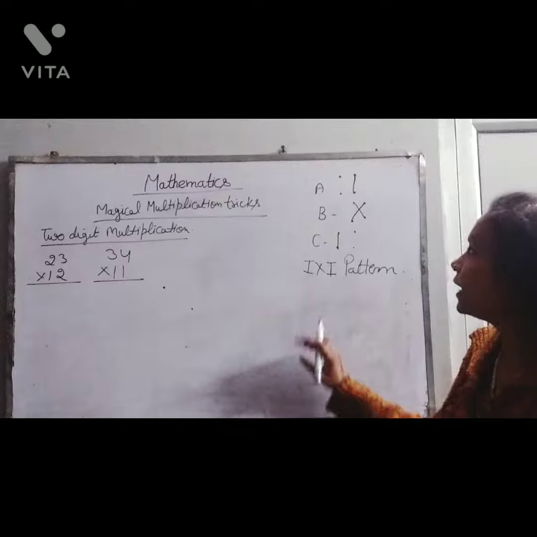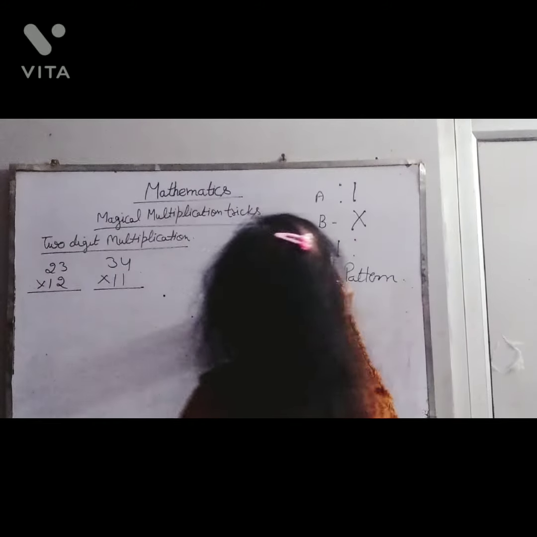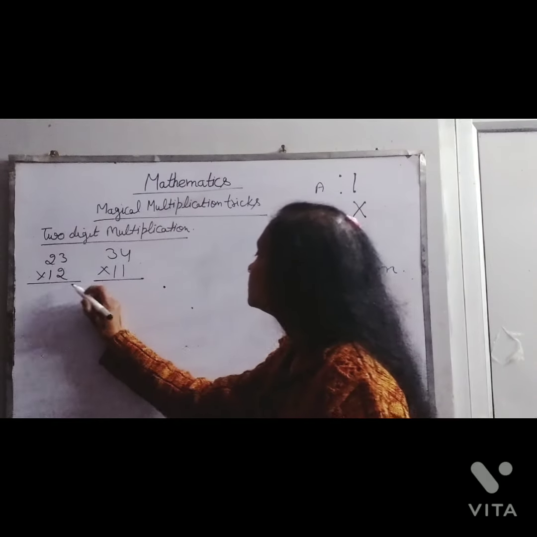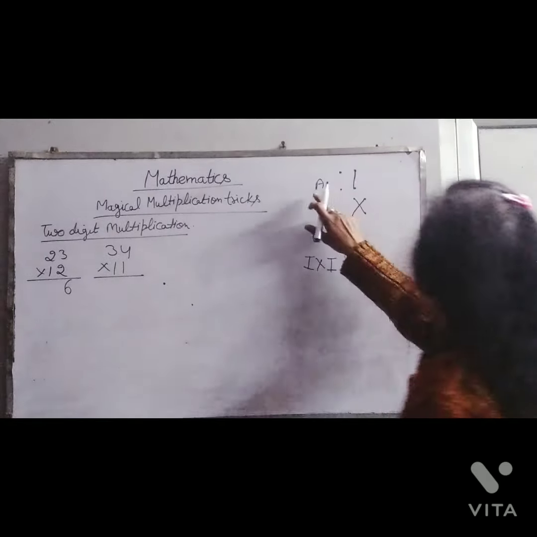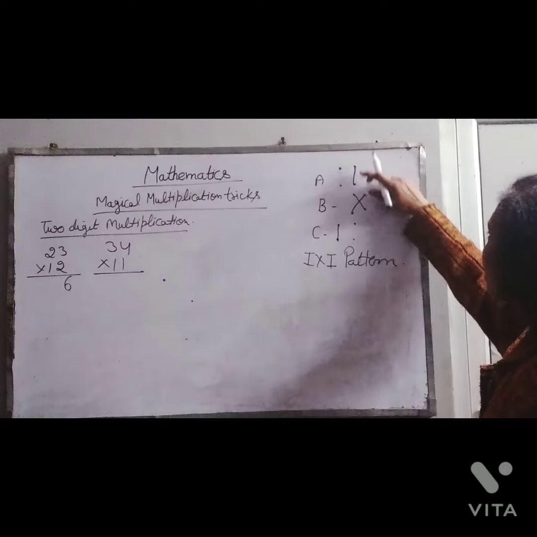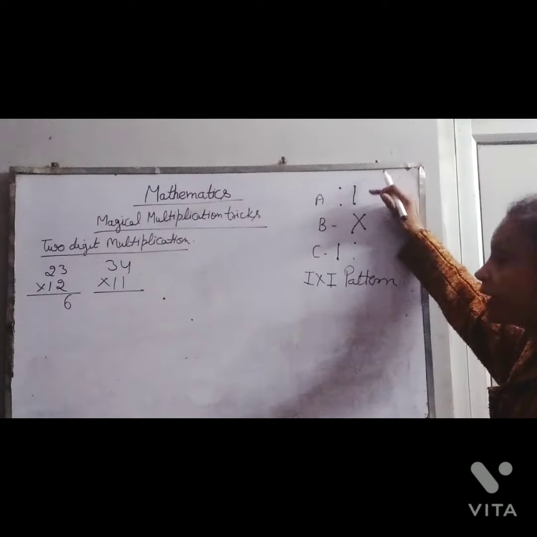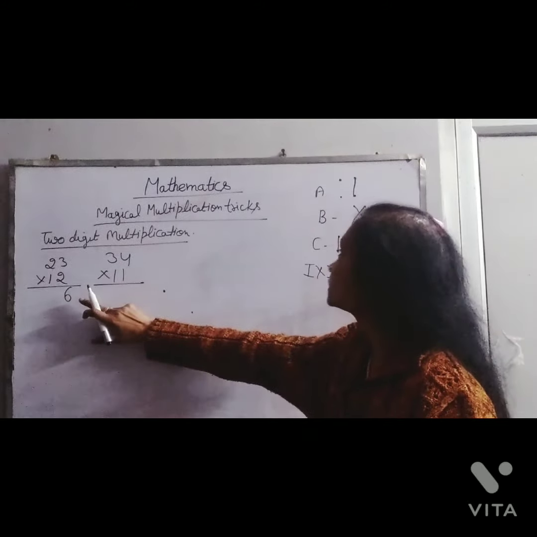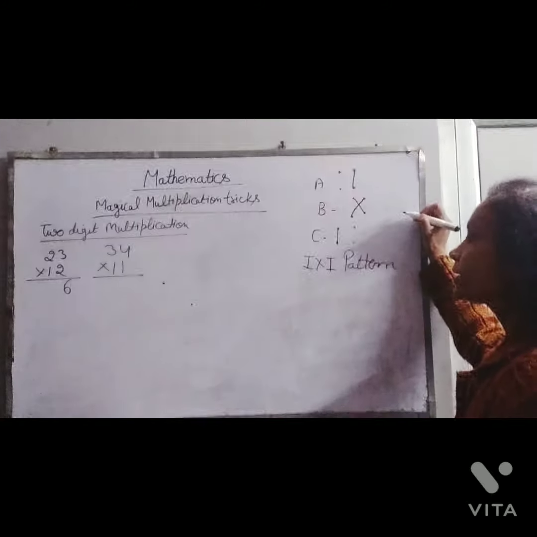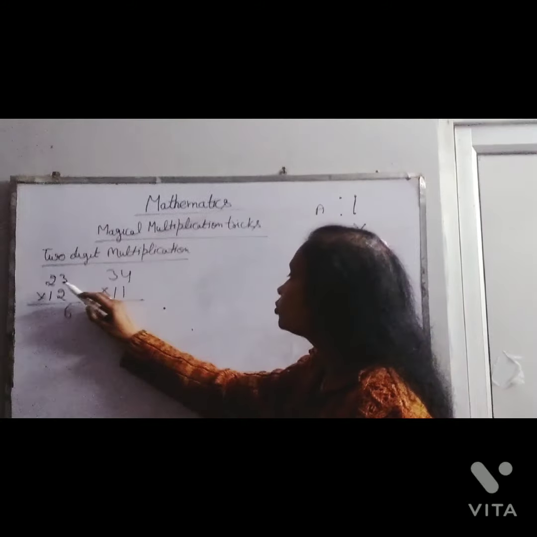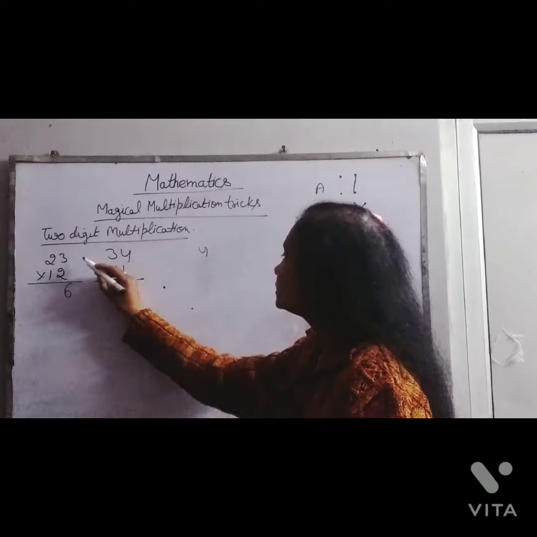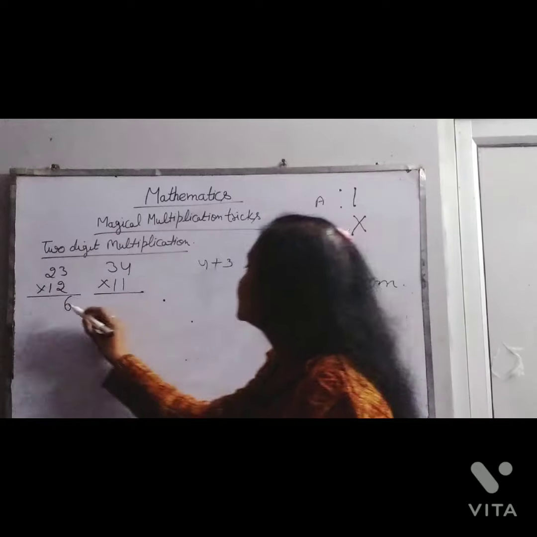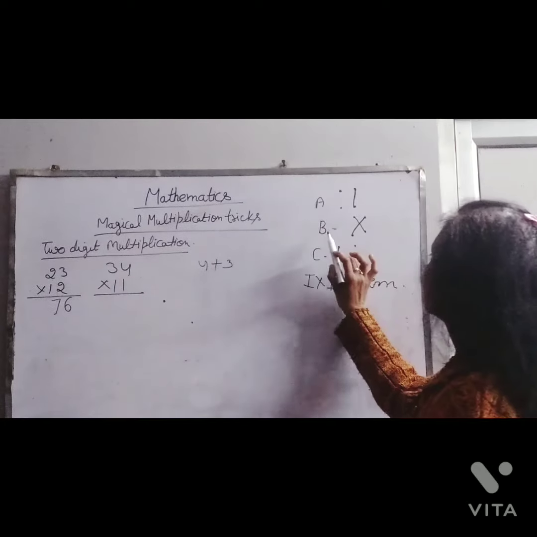First of all, students, you have to multiply 2 with 3. 2 3s are 6. We multiply in this manner first. Then cross multiplication: 2 2s are 4, 1 3s are 3. Then you add 4 plus 3, 7. This is the second pattern.